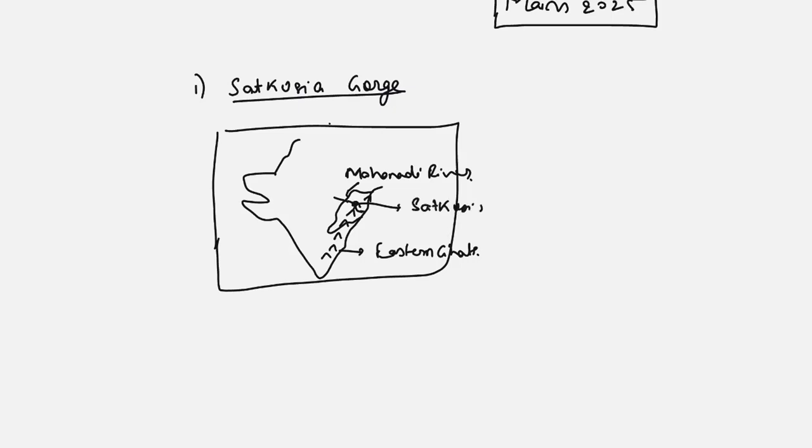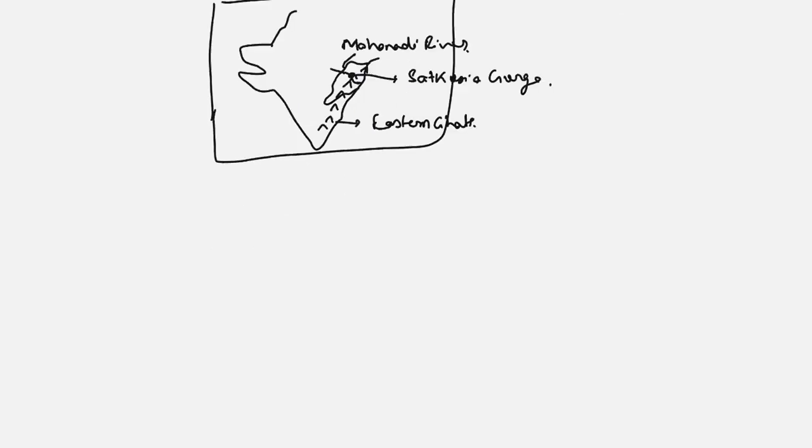Now, if you want to understand what a gorge is, a gorge is basically formed because of erosion, or we can say fluvial erosion, erosion by rivers. It is one of the parts of the fluvial landforms.